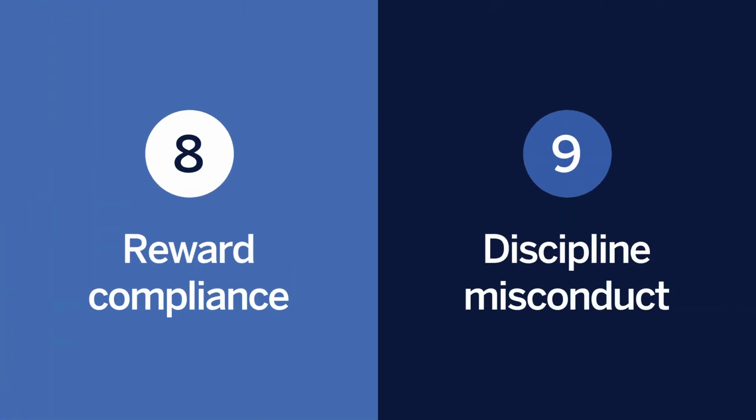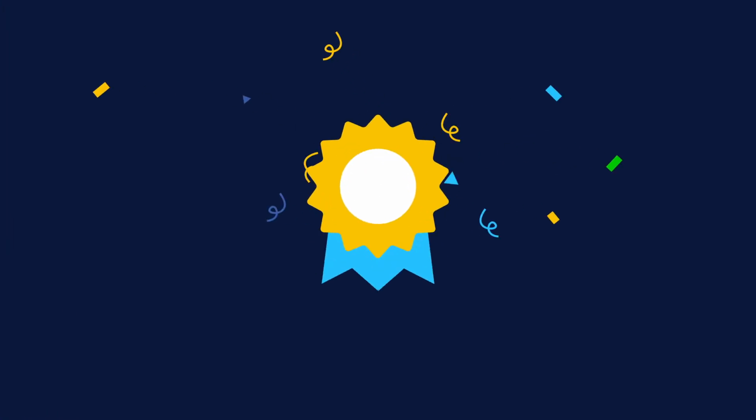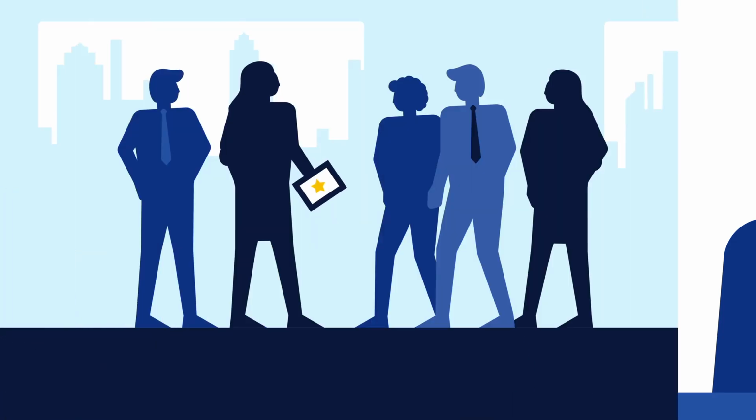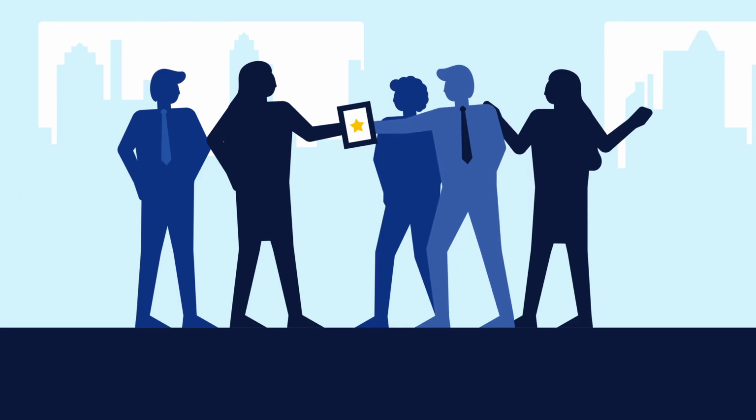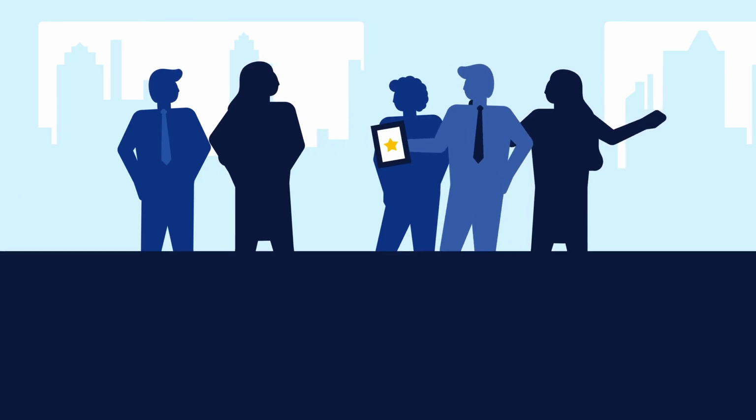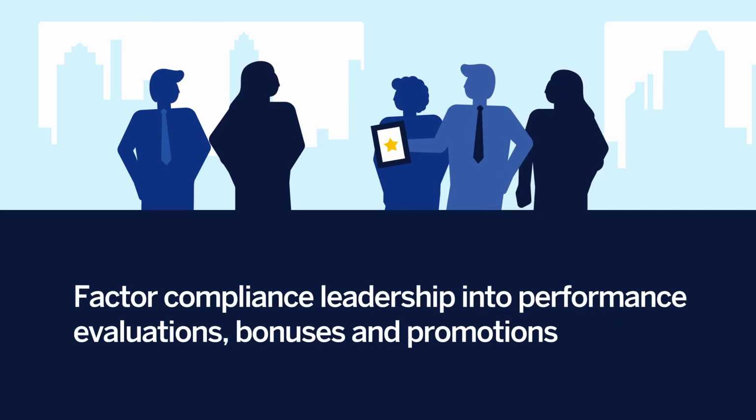There's no absolute standard. Step 8 and 9 are separate technically, but I think they fit together. Reward compliance and discipline misconduct. I like to stay positive, so I recommend rewards. But both rewards and disciplinary measures influence behavior. There are many ways we could reward compliance. We could offer awards to individuals and teams for their compliance leadership. Include them in our yearly awards. We could link it to performance evaluations, bonuses, and promotions too.